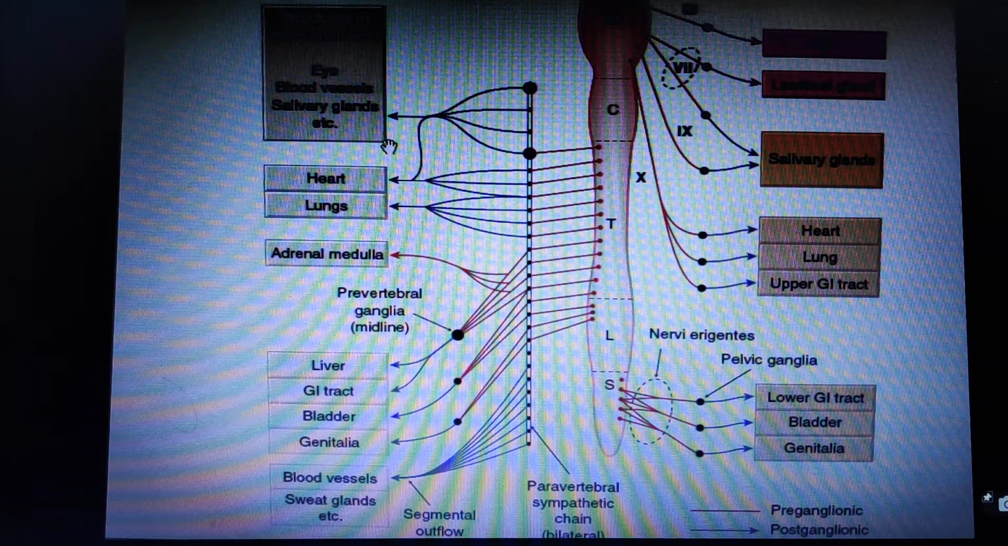And if you see the last, the sacral component, the preganglionic parasympathetic fibers from the sacral part of the spinal cord originate and go to the pelvic ganglion, and from the pelvic ganglion, the postganglionic fibers start and end in the lower GI tract, the bladder and genitalia. So this is the broad structure of the sympathetic and parasympathetic nervous system.